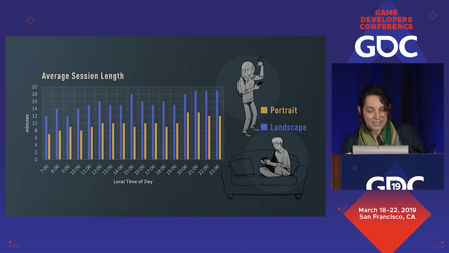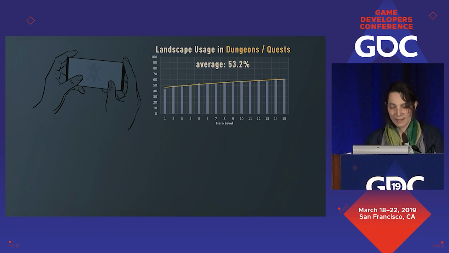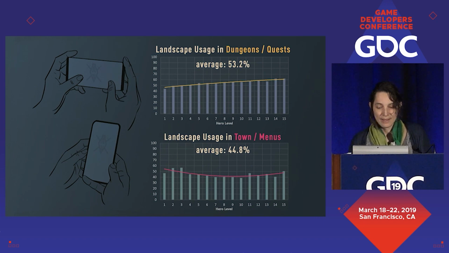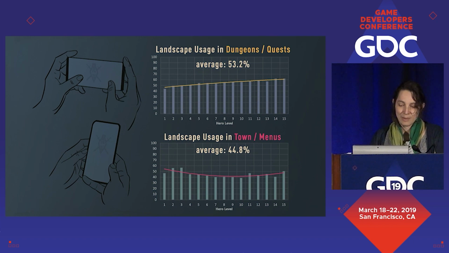Another curious finding from digging into device orientation telemetry data is the slow but gradual adoption of the landscape mode by the same players over time. So it's as if our players kind of naturally realize that the experience is a bit better in landscape, and they adopt it. However, the adoption is not global. People play the quests, dungeons, more in landscape over time, but in menus it remains around 65% portrait, 45% landscape, kind of consistently over time.